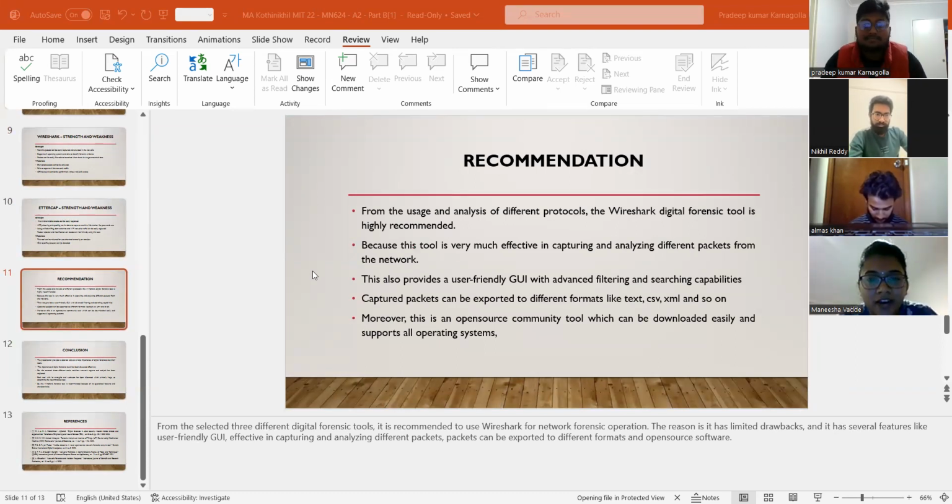Yes, hello, sir. And now I'm going to explain about the recommendation from the above three tools. From the selected three different digital forensic tools, it is recommended to use Wireshark for network forensic operation. The reason is it has limited drawbacks, and it has several features like a user-friendly GUI, is effective in capturing and analyzing different packets, and packets can be exported to different formats and open source software. And next one, please.